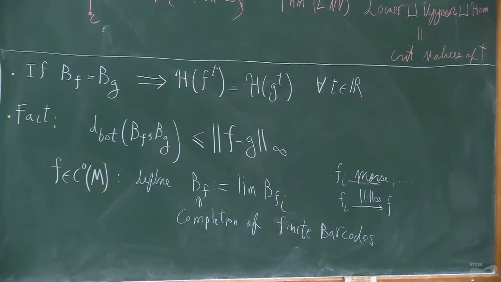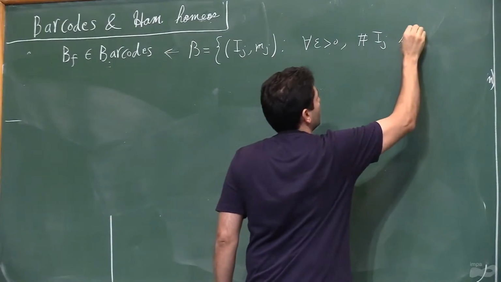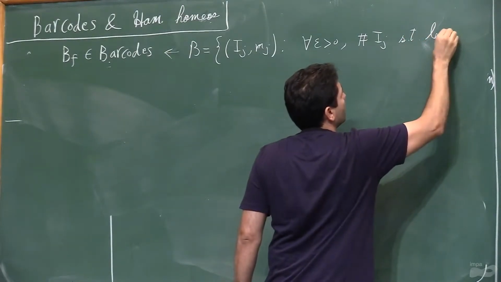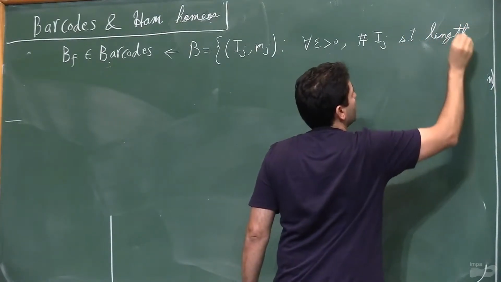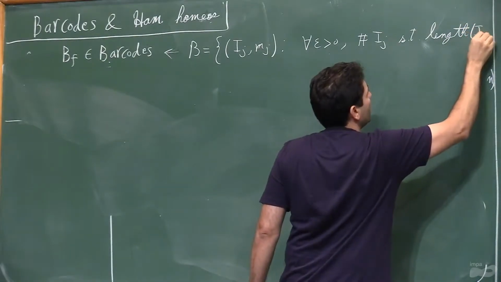A barcode in there is of the following form. You have, again, intervals with multiplicities. Now the number of intervals could be infinite, but they must satisfy the following finiteness condition: for any given epsilon, the number of bars whose length is greater than epsilon must be finite.